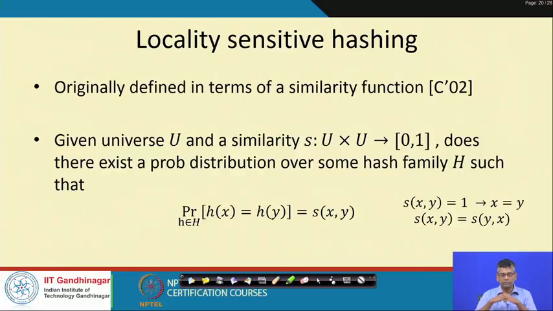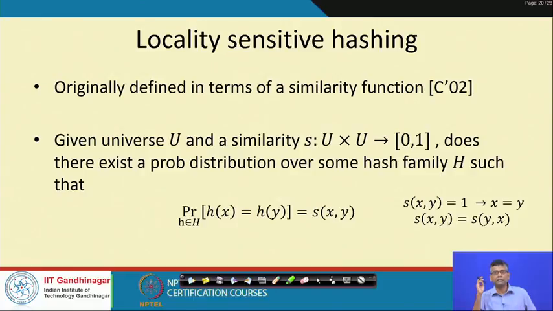So, given such a similarity measure, we are now asking the question of, does there exist some hash family H such that we can choose, let us say uniformly for now, at random from this hash family, so that the probability over the choice of h that h of x equal to h of y, the probability that any two x and y collide, that h puts them in the same bucket, is exactly equal to the similarity of x and y. And we are wondering whether such hash families even exist.